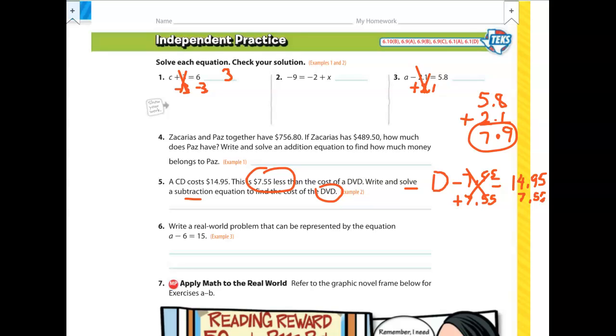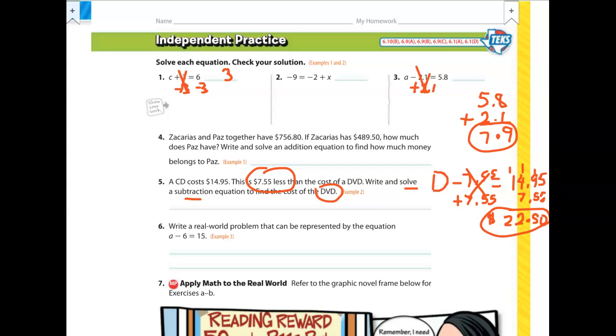Okay, make sure you line up the decimals. 5 plus 5 is 10. 1 plus 9 is 10 plus 5 is 15. Carry the 1. 7 plus 4 is 11 plus 1 is 12. And that means that a DVD is going to cost $22.50.